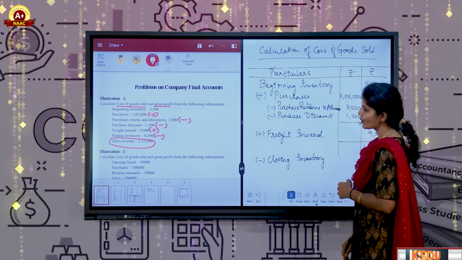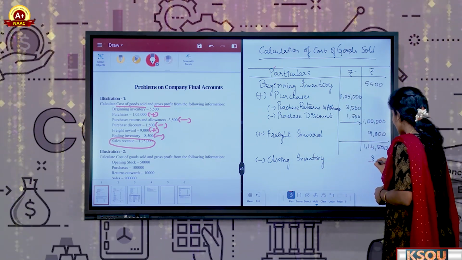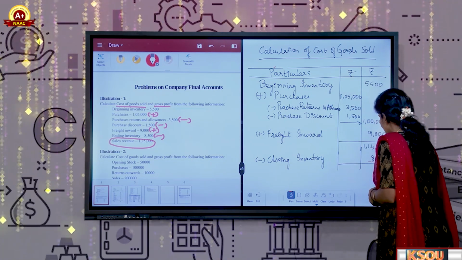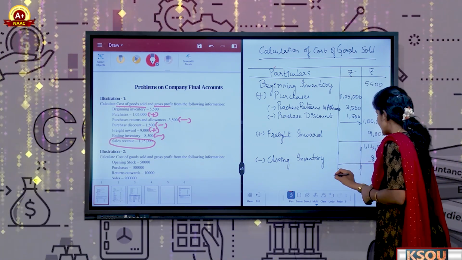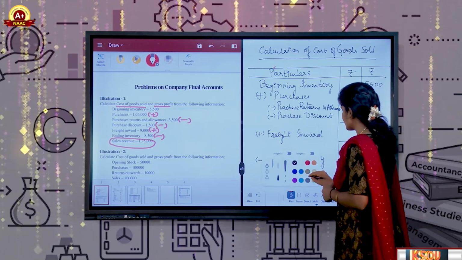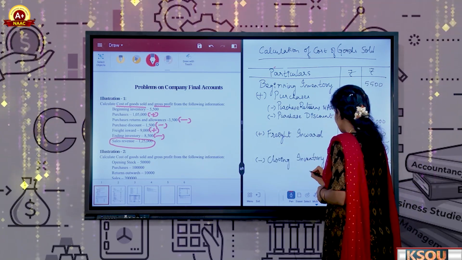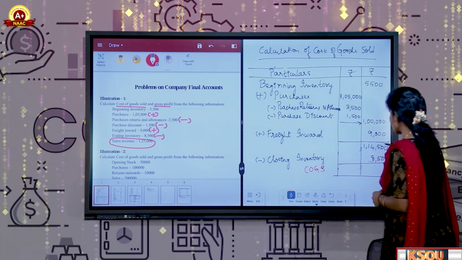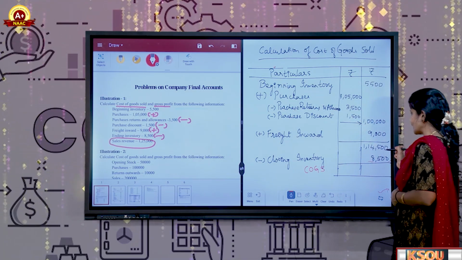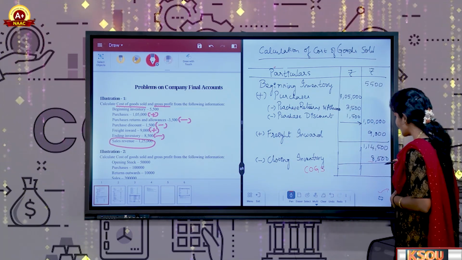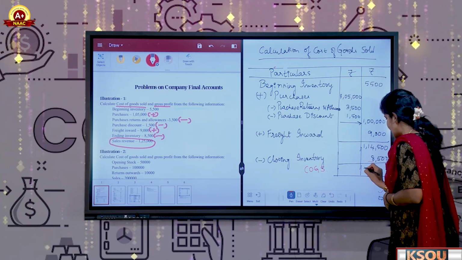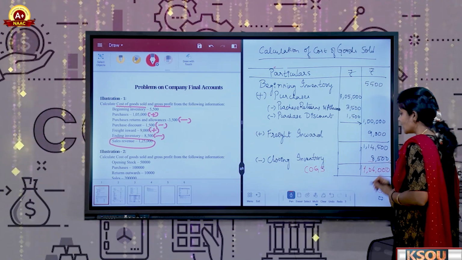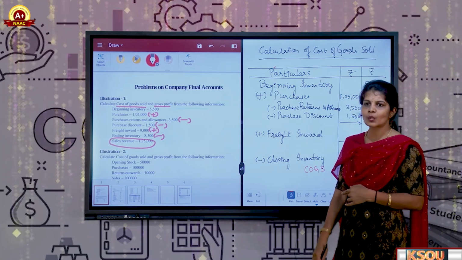What is the amount of closing inventory? It is 8,500. So if you deduct this, the balance what we get is called cost of goods sold. So let us calculate cost of goods sold by making this adjustment. 1,14,500 minus 8,500. The balance what we get is 1,06,000. This is called cost of goods sold.